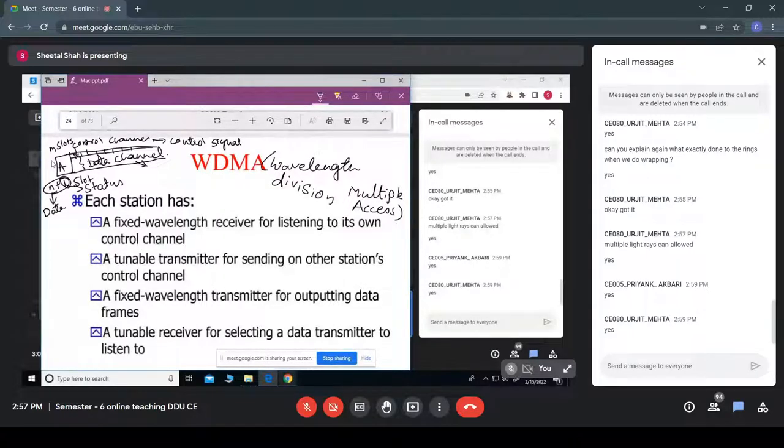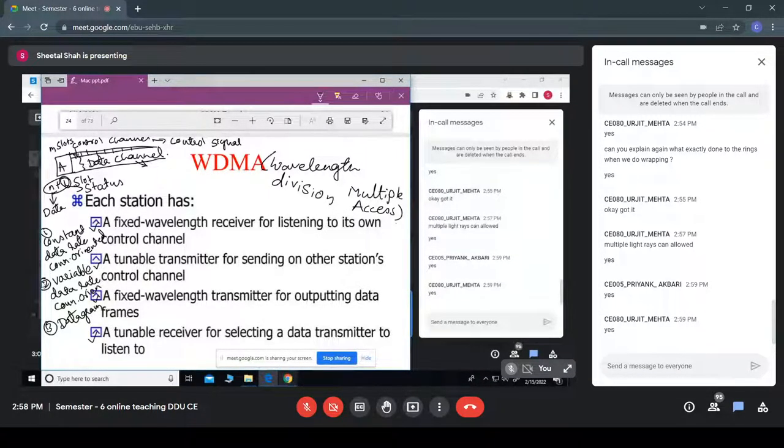Now say suppose the type of traffic supported by this WDMA is constant data rate, connection oriented traffic. Constant data rate, connection oriented, can be provided by this WDMA. The other type of traffic supported by WDMA is variable data rate connection oriented traffic, as well as datagram traffic. These are the three different types of traffic supported by WDMA: constant data rate connection oriented, variable data rate connection oriented, as well as datagram traffic, which is nothing but connectionless traffic.